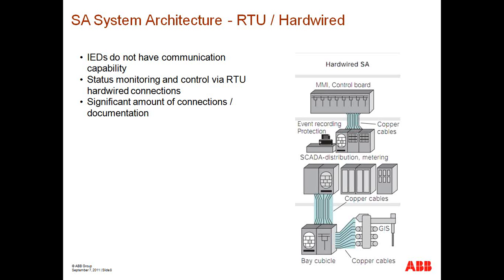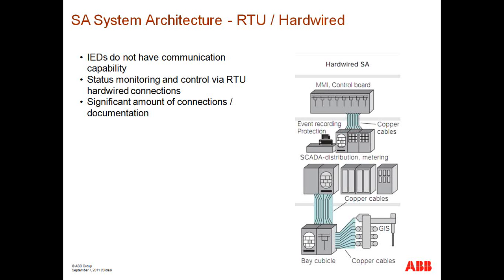So what we have in this particular slide is a typical architecture of an RTU/hardwire substation automation system. What you will see is we essentially have a set of panels for our protection and control equipment, or our protection relays. And then there's a set of panels and hardwiring going into our remote terminal unit. The goal of this architecture is to provide information to system operators, to get an understanding of what the topology of the substation is.